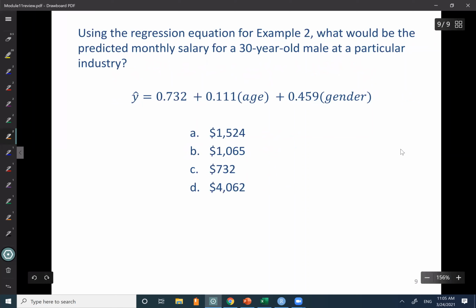Okay, so here's our final question. 30-year-old male, what would be the prediction? 30-year-old male. That's not almost fair. We should be able to change our answers. So again, put 3.0 for the age.